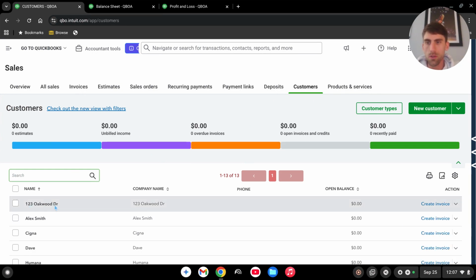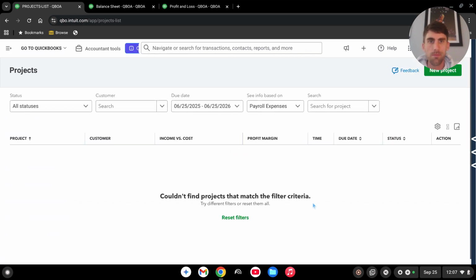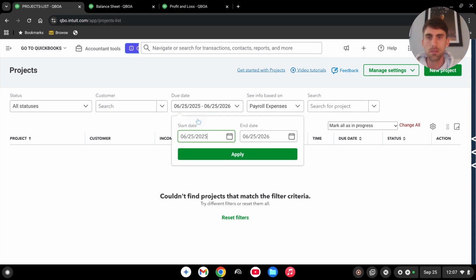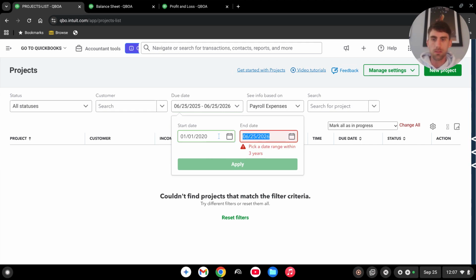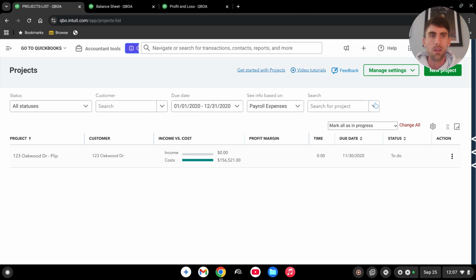So we have 123 Oakwood Drive. That's going to be the property that we purchase. And when we come into the projects and we do a new project, I'm going to set this up for the year 2020 so I can demonstrate what it looks like on the balance sheet and the profit and loss. But you'll do a new project and it'll be the sub-customer of the 123 Oakwood Drive. And I just named this one Flip just to separate it out.